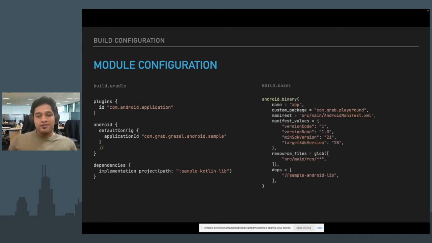So on a high level, it is simply a function call. Android binary is a rule here, and it simply happens to have a lot of named function arguments, like name, custom package, manifest values, and stuff like that.